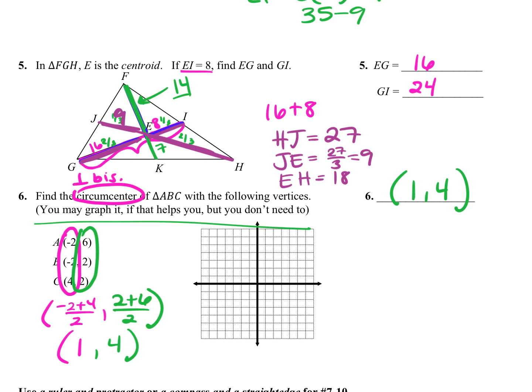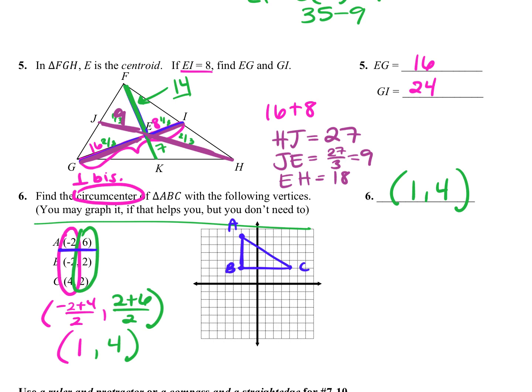If you were to graph it, let me just show you how this would work. You can plot those points. -2, 1, 2, 3, 4, 5, 6 puts you there for A. B is -2, 2, and C is 4, 2. 1, 2, 3, 4, 1, 2. Okay, so you have this triangle.